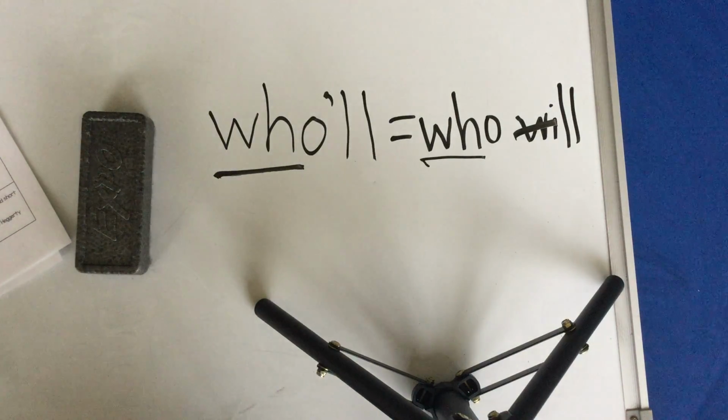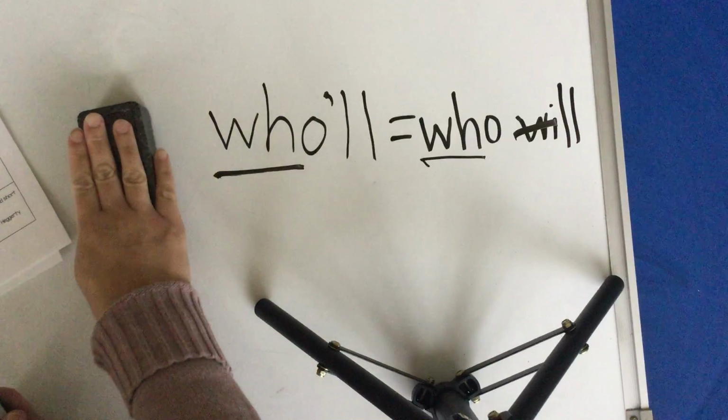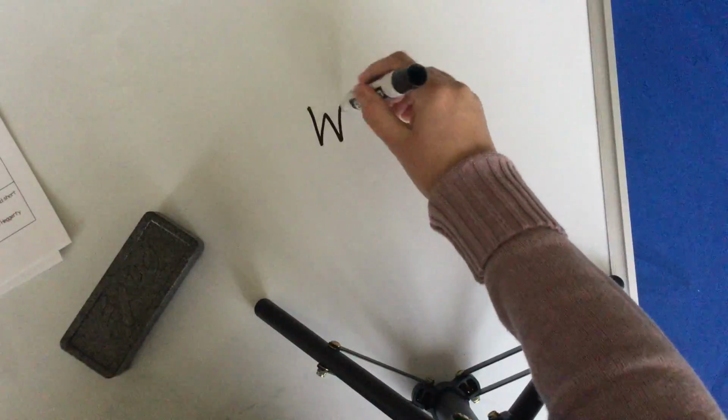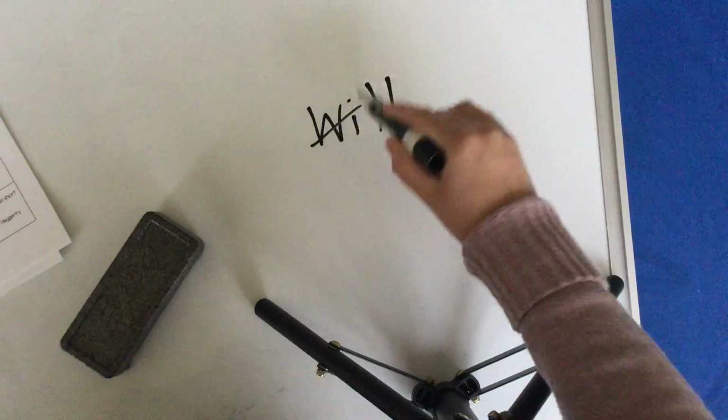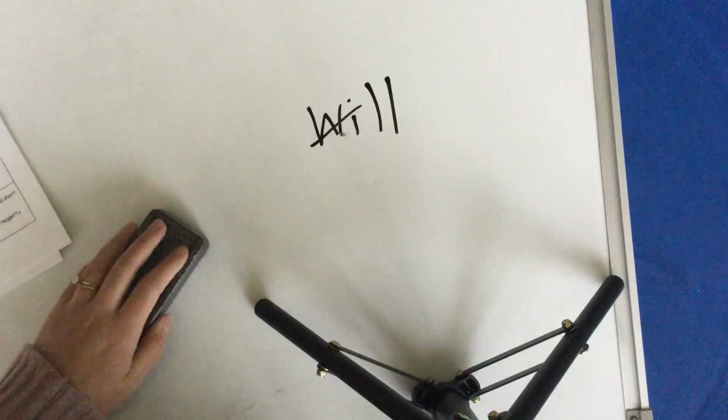Okay, so what you're going to go do is you're going to make some words with your tiles. I want you to remember that we are working with will, okay? So remember, we're taking that off. We're taking those two letters off while you're making your words.